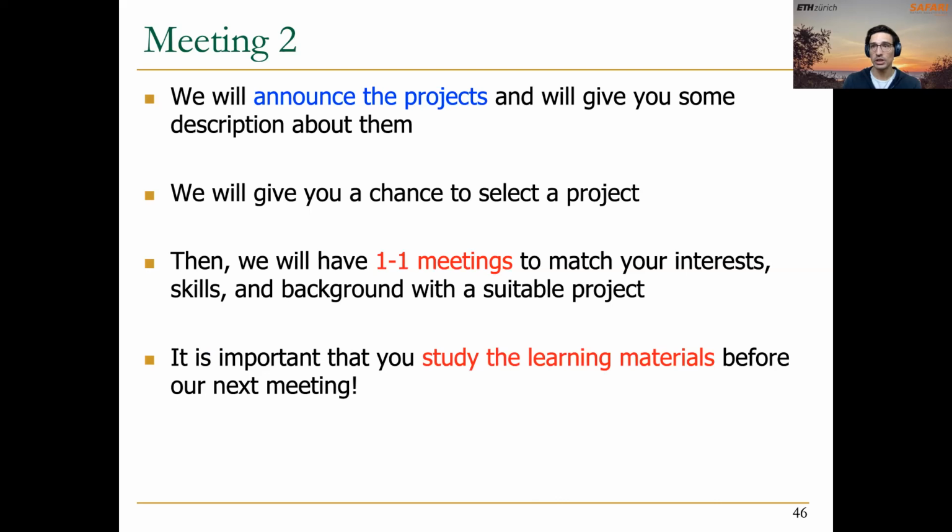In the second meeting, we normally present the different hands-on projects we offer to the students, and after that, the students rate their preferences, and we later have one-to-one meetings to discuss their interests, their skills, and how suitable their background is to the specific projects that they have voted for. But it's important to study the learning materials in order to be already familiar with heterogeneous systems before deciding about the project.